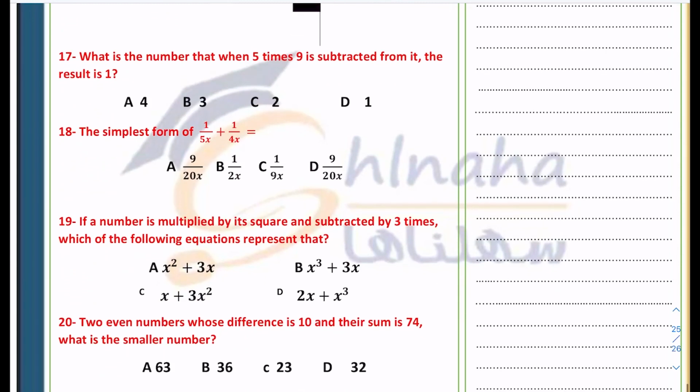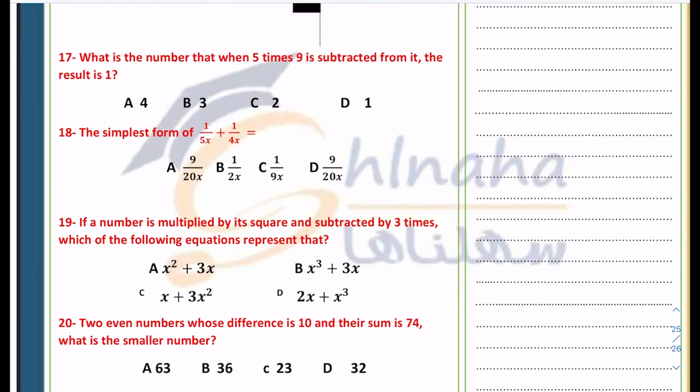Question number 17. What is the number that when we multiply it by 5 and 9 is subtracted, the result will be 1? I will check the choices. Okay. I will multiply 4 times 5, which is 20. Then I will subtract 9, it will be 11. So it's incorrect. The answer should be 1. Now, 5 multiply 3 is 15. 15 minus 9 equals 6. Also, it's incorrect. 2 multiply 5 is 10. 10 minus 9 equals 1, so it's correct. I will choose 2. Next question.